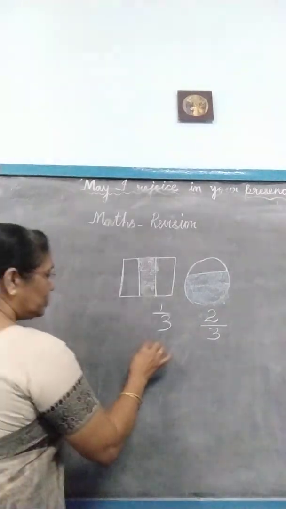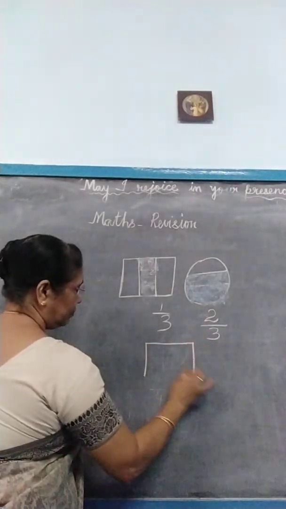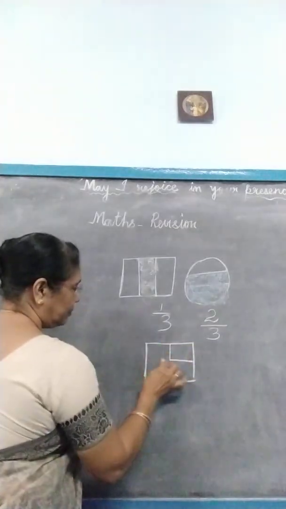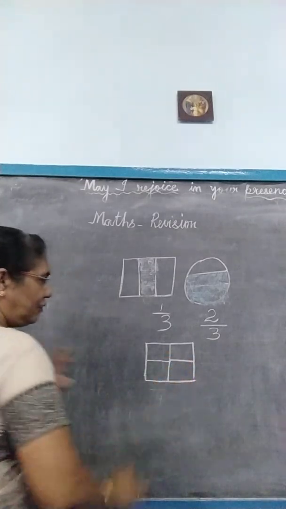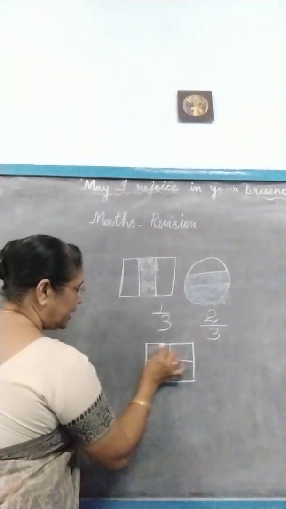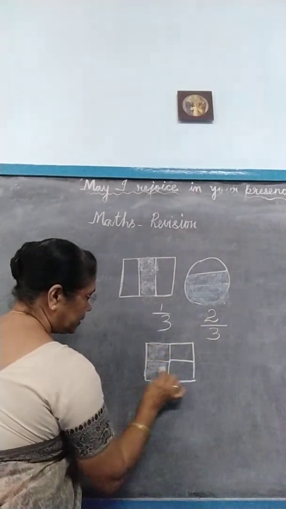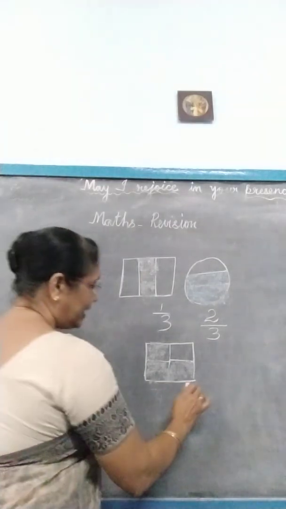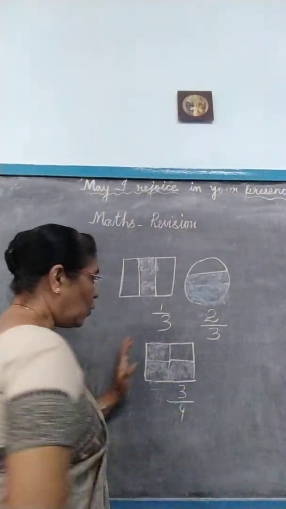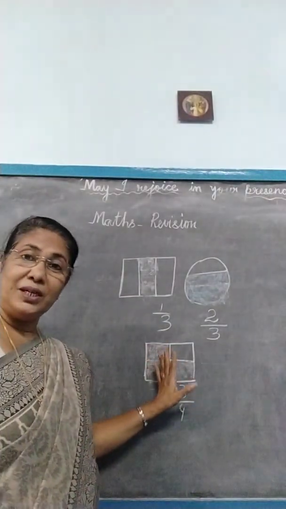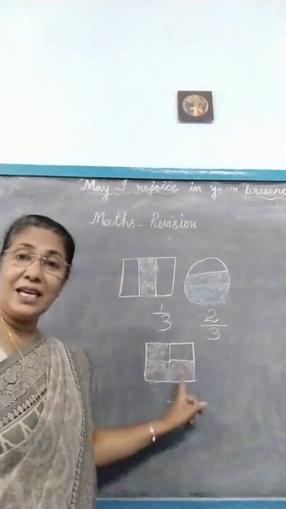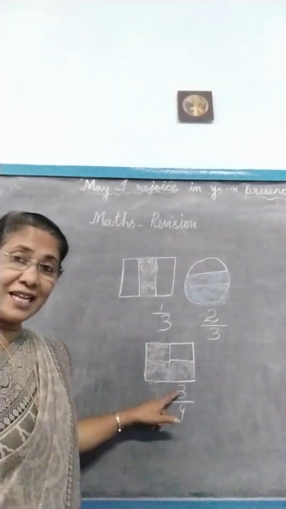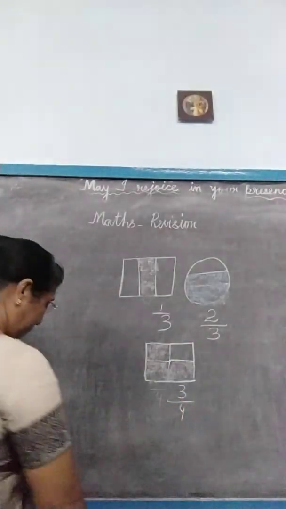Now I am going to divide this into 4 portions. Now I am going to shade 3 portions. What is the fraction for this? 3 by 4. That means the whole is divided into 4 parts and only 3 parts are shaded. So this fraction is written as 3 by 4.